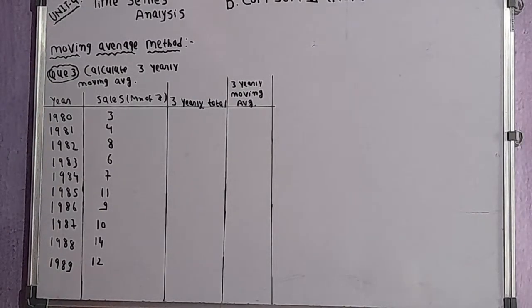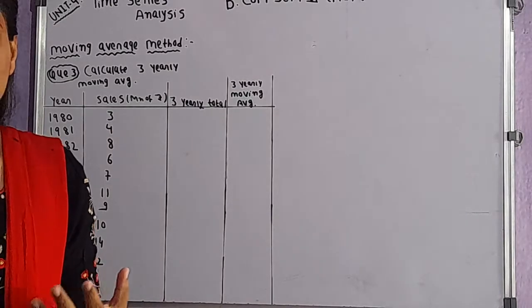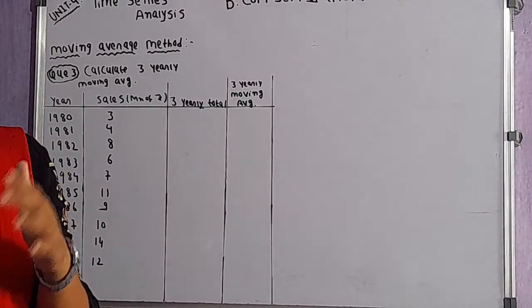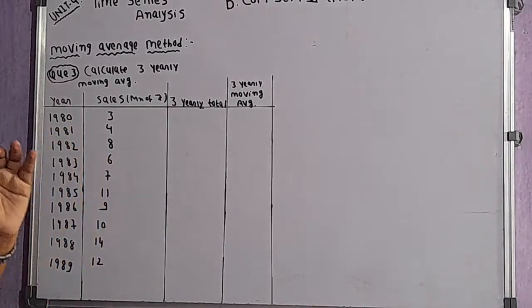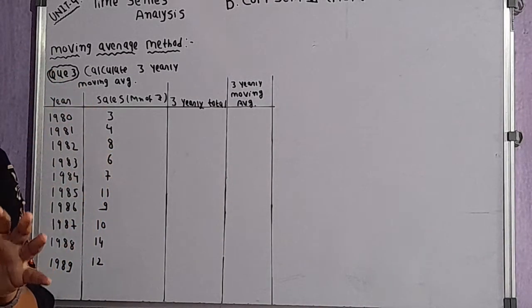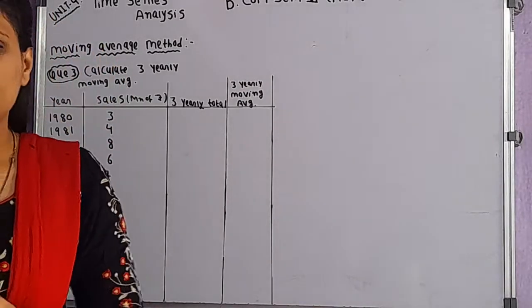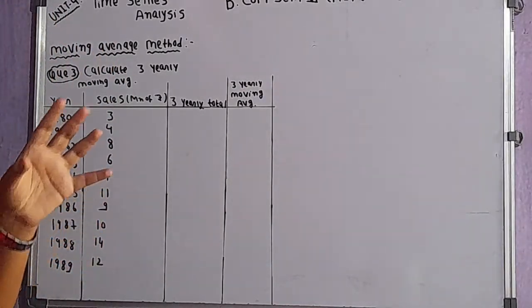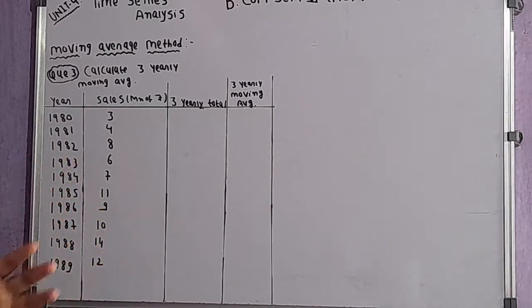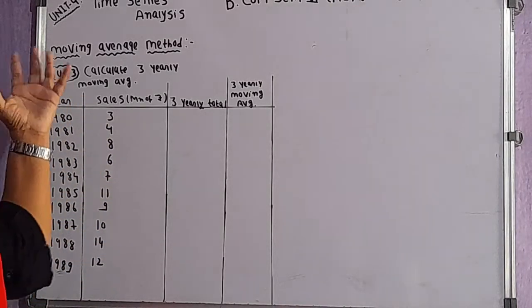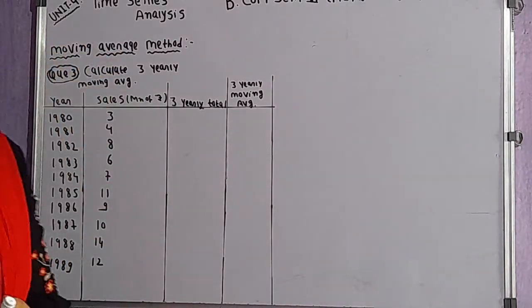So what is the meaning of average? When we talk about the average, the first thing that comes to our mind is that it represents a certain value. It has a certain value which represents the entire data, right? It's a kind of middle value in the data which is appropriately related with the entire data. So what is the meaning of this moving average?